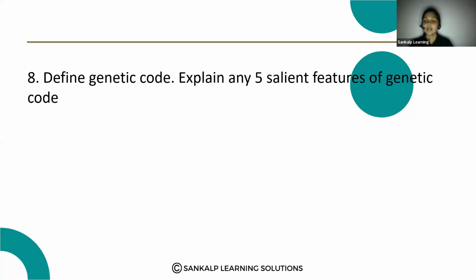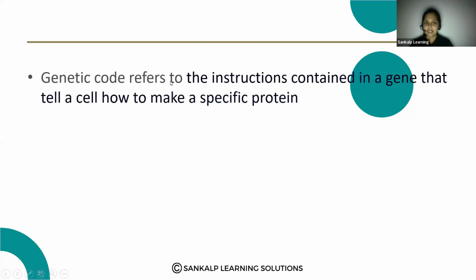Define genetic code. Explain any 5 salient features of the genetic code. The genetic code refers to the instructions contained in a gene that tell a cell how to make a specific protein. So how to make the protein is determined by the genetic code. We know the salient features of the genetic code.